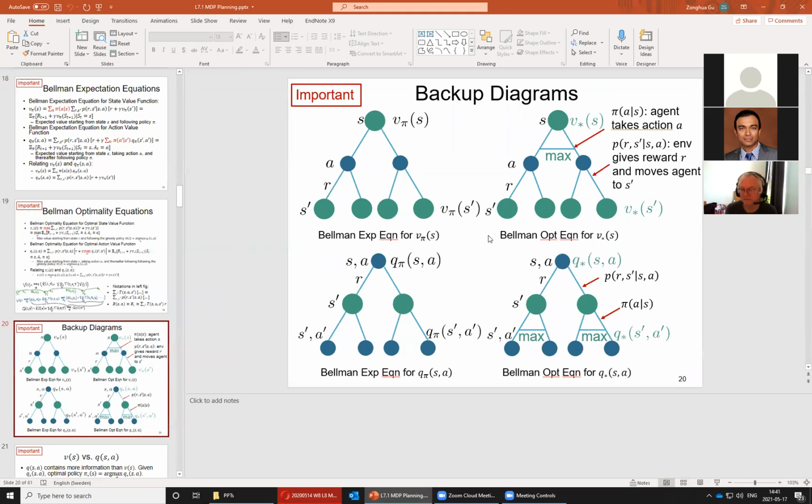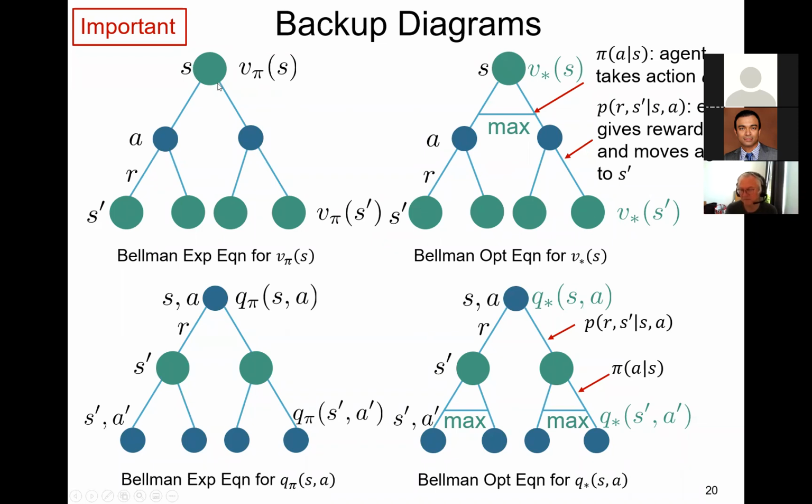The backup diagrams are very helpful. Whenever you encounter an MDP, you should always try to draw the backup diagram to help you understand it. From a state S, the big green state, the agent takes an action, and the environment gives you a reward and the next state. The agent has control in its action, so you can take a max over all the actions and choose the action that maximizes your Q value function. Whereas from the blue node, the agent loses control, and the environment gives you back a new state and a reward.